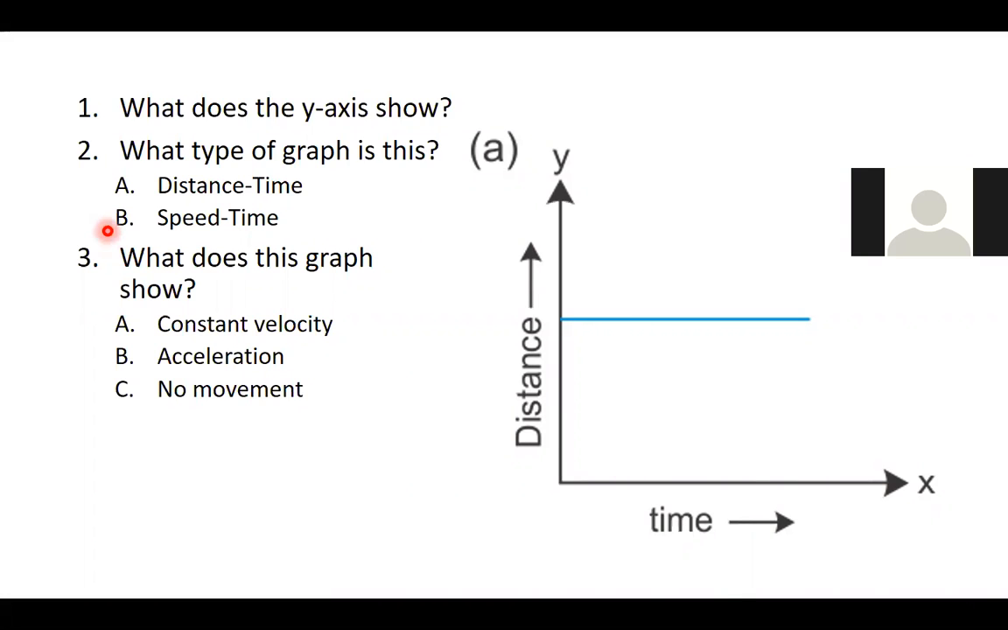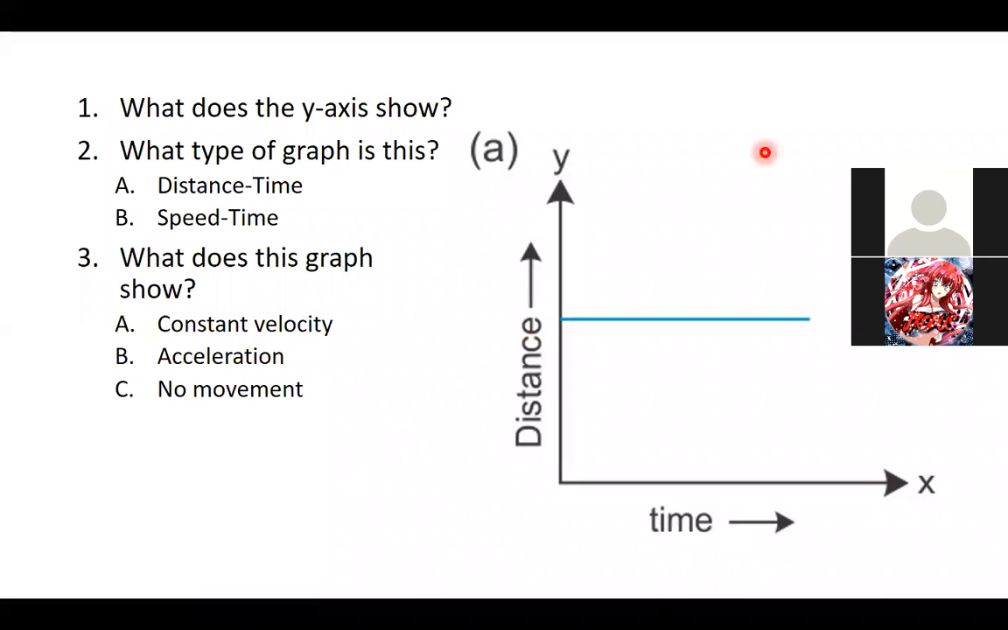Distance time or speed time? How about Jordan? Jordan, what do you think? Distance time or speed time? This graph right here. I think it's speed time. Speed time for this graph right here? No, it's distance because it's going at a constant speed and it's probably going to record the distance instead of the time. Yes, this is a distance time graph because distance is on the y-axis.